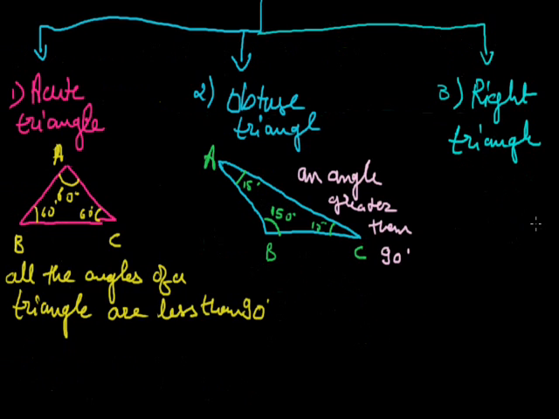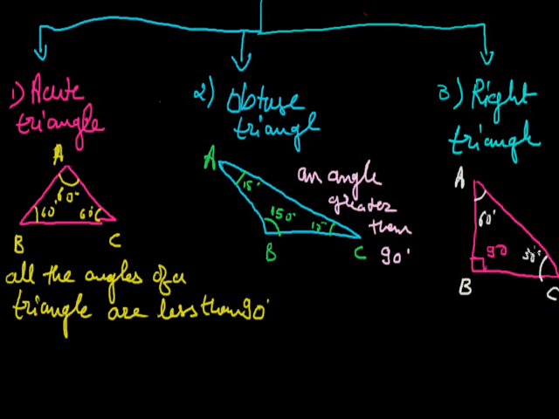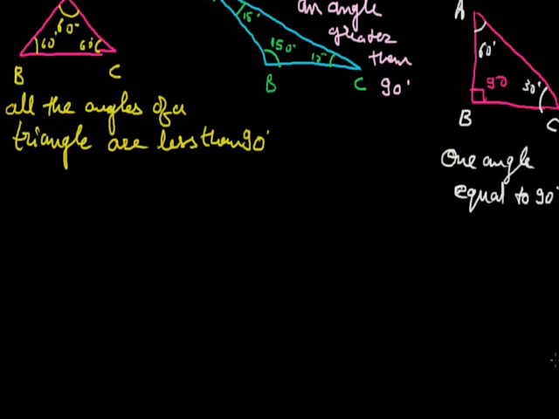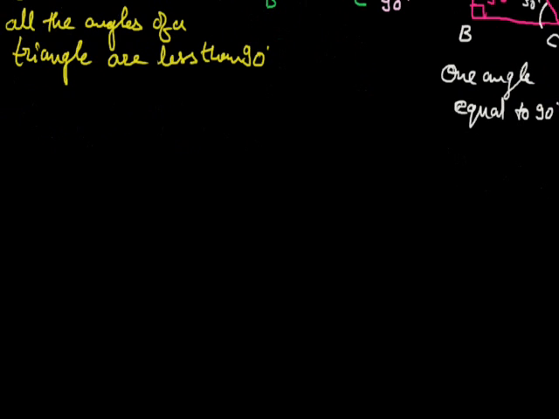As the name suggests, its one angle will be 90 degree. So if one of the angles of the triangle is equal to 90 degree, then this type of triangle is known as a right angle triangle, since its one angle is equal to 90 degree.